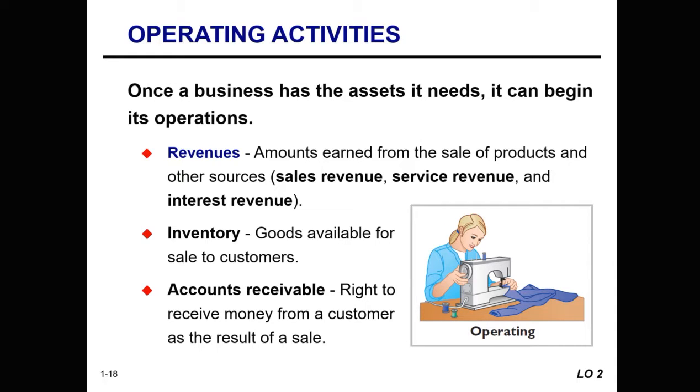Once a business has those assets they need to get started, it begins its operations. Different things in operating activities will include revenues and expenses. Revenue is an increase in assets resulting from the sale of goods or the performance of services. Some of the sources of revenues common to businesses are sales revenue, service revenue, and interest revenue. Assets that result from operating activities can be supplies, inventories, and accounts receivable.